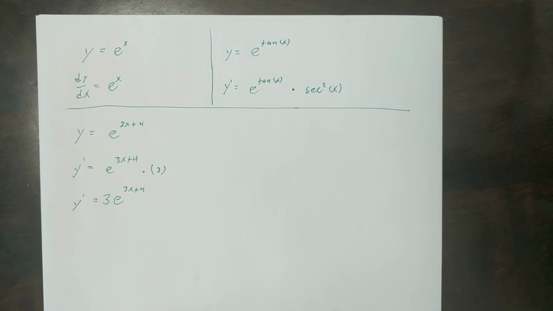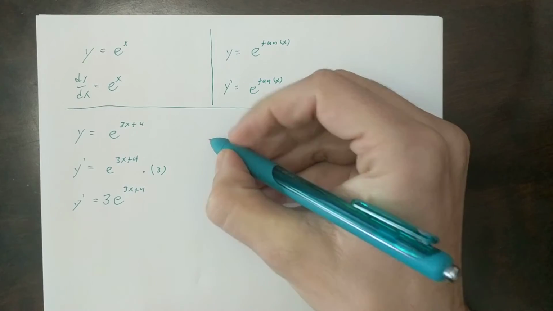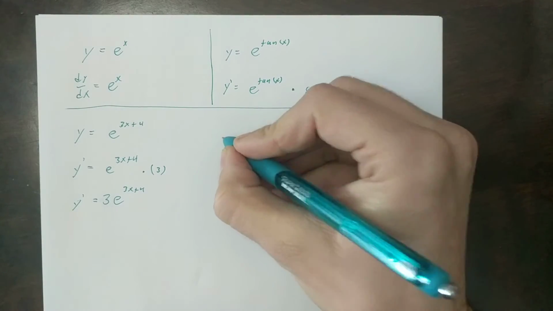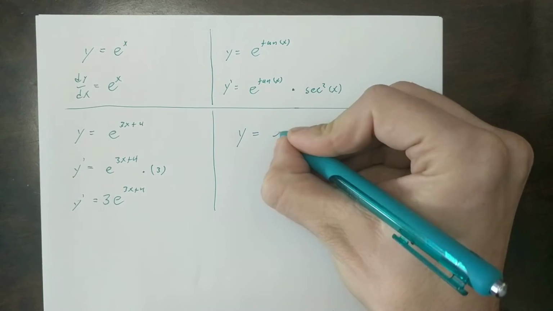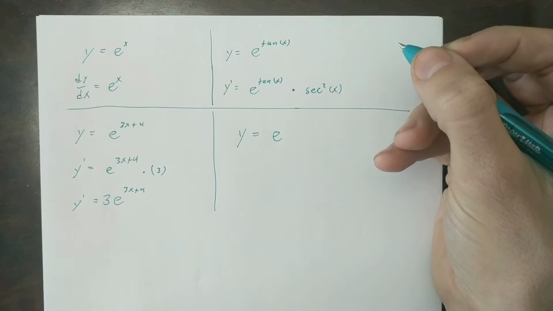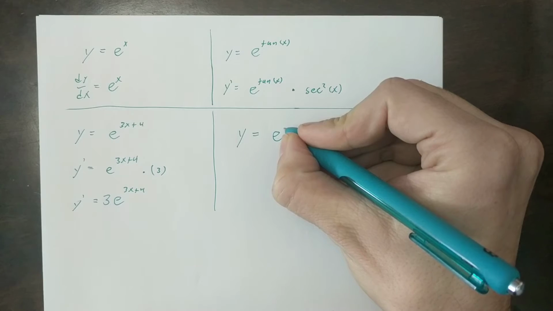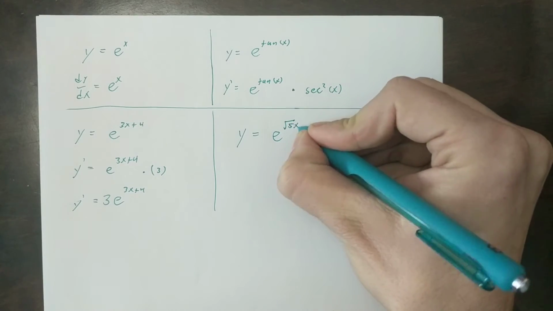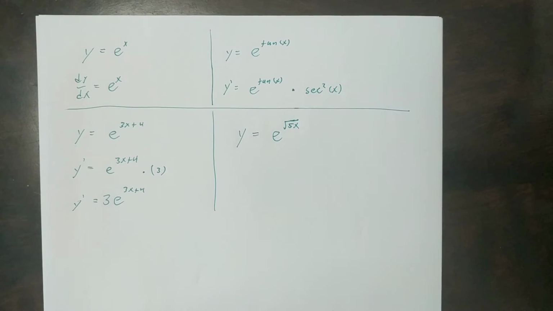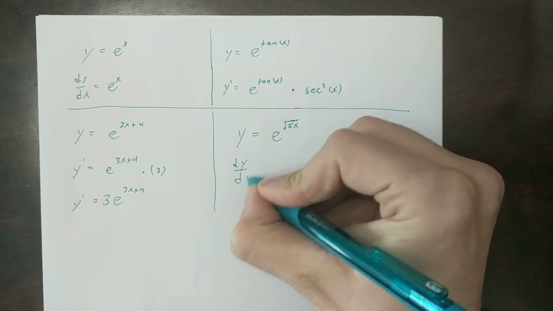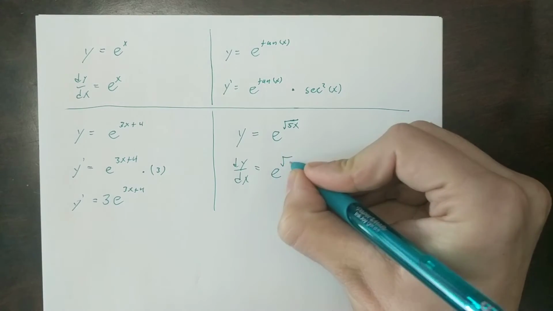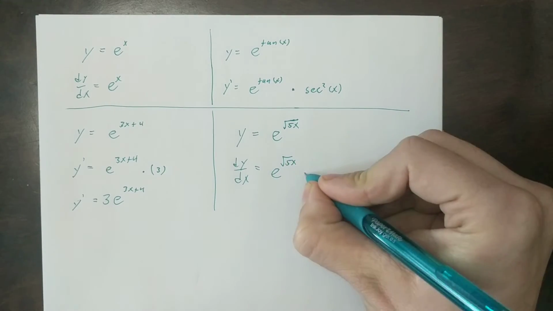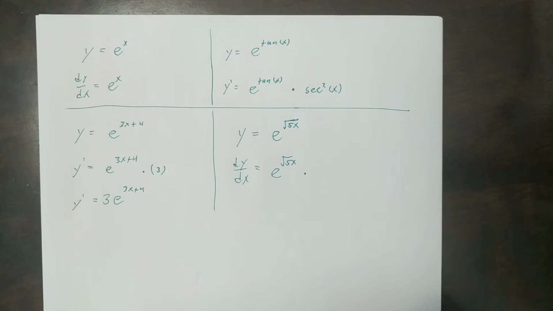We can do even a larger chain rule. Let's do something along the lines of y equals e to the square root of 5x. There we go. So, what is dy dx? Well, the derivative of e to a function power is e to that power times the derivative of that power.